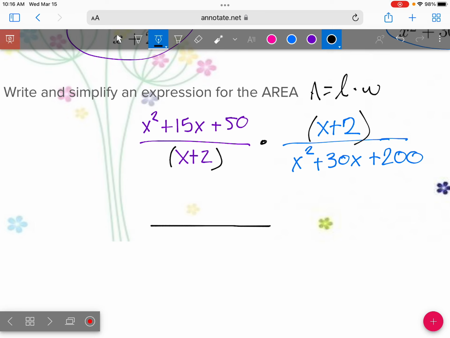Because we're going to wind up with our two fractiony guys. When we take our purple one here and factor this, a times c is 50, and our bottom is 15. So what pair of numbers multiplies to be 50 and adds to be 15? It's going to be 10 and 5.